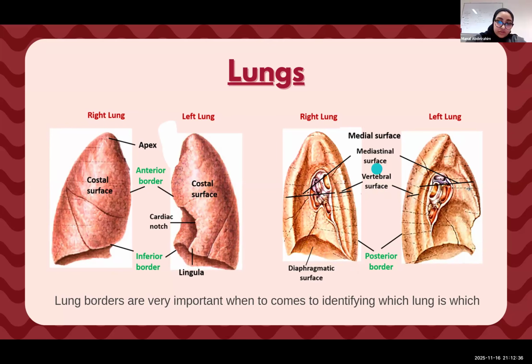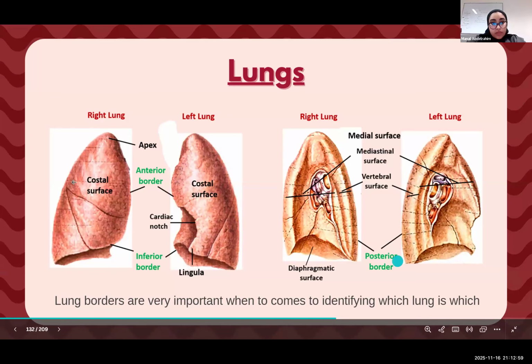Anterior border is basically this part here. It's between the costal surface and the mediastinal surface. Now we can tell that this is anterior, whereas the posterior one is also between the costal and the mediastinal, but it's kind of round. Round is posterior, sharp is anterior. And the inferior border is basically separating the costal surface and mediastinal surface from the base.